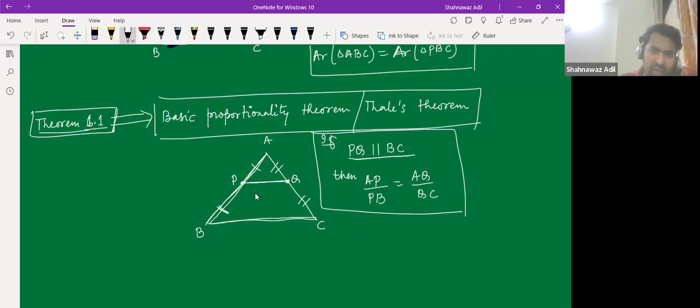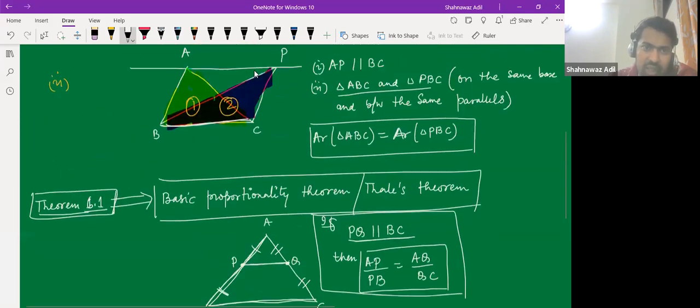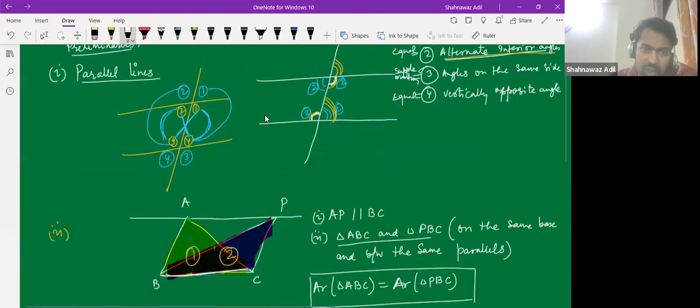That if a line is drawn parallel to the third side, then the points where the parallel line intersects the first two sides divide those two sides in equal ratios. That is theorem 6.1. And we will prove this theorem because it is there in the NCERT. So we will prove this.